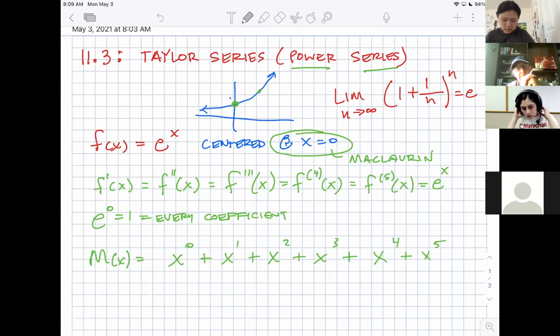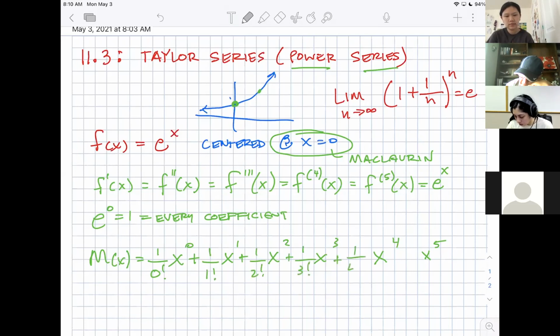Is that true? It's not quite true. What else was a part of the coefficient? You had to divide by a factorial. Exactly. So it is 1, but it's divided by 0 factorial, because we're on the 0th term. And then it's coefficient 1 divided by 1 factorial, and then coefficient 1 divided by 2 factorial. That's exactly right. Coefficient 1 divided by 3 factorial, coefficient 1 divided by 4 factorial.